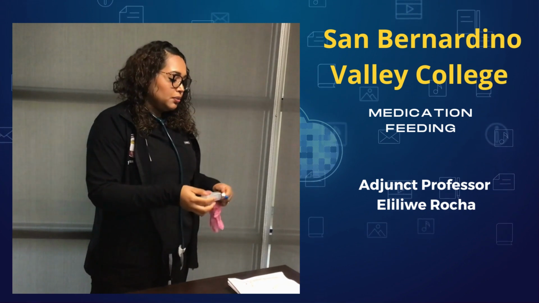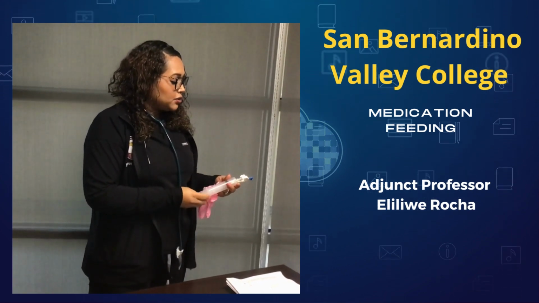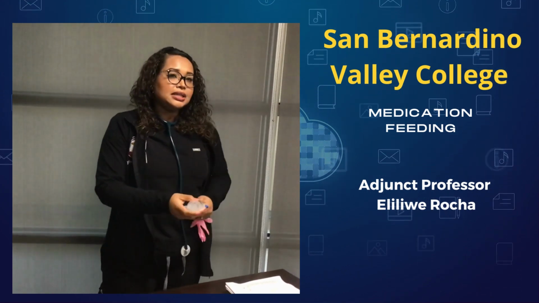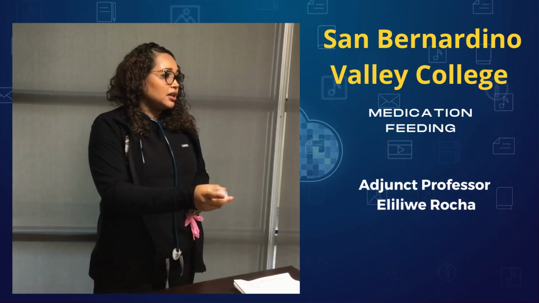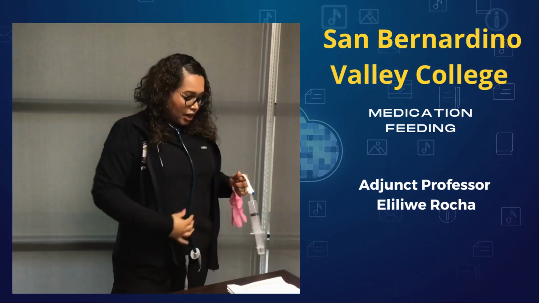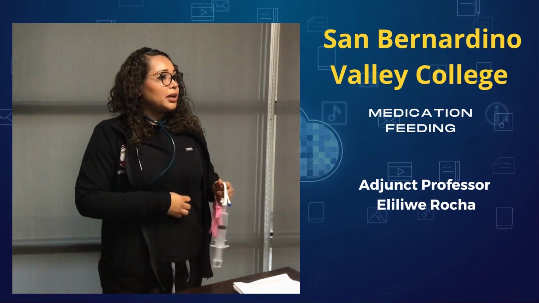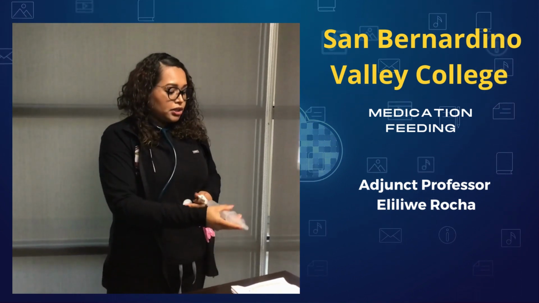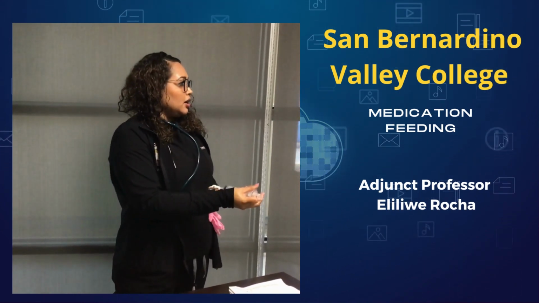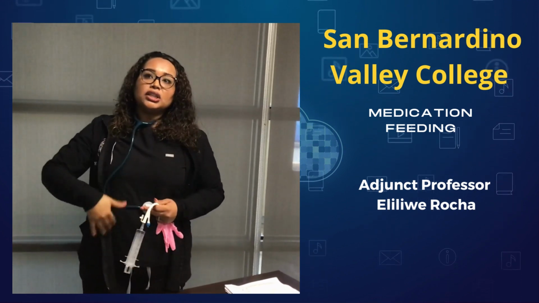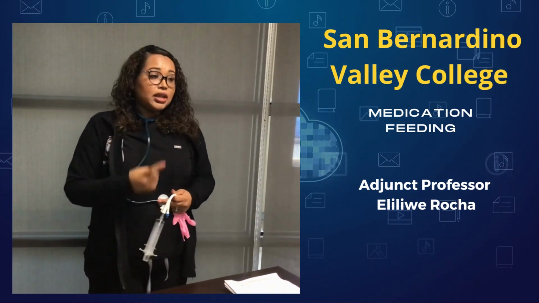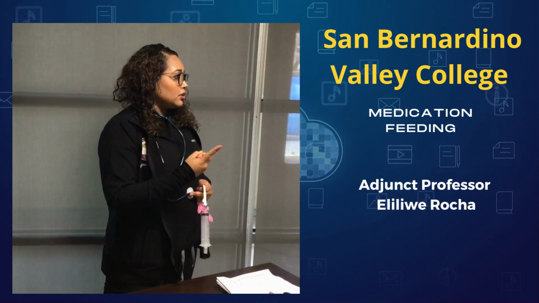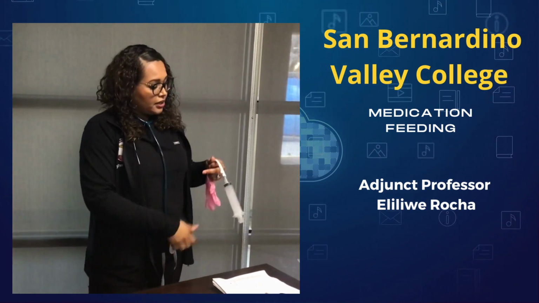First thing I want to do is give 20 to 30 cc's of air fast. But first I'm going to have my stethoscope on. I'm going to place my stethoscope on the stomach and I'm going to push the air fast. And I'm going to hear for that gurgling sound in the stomach. So that's one way that I can measure and make sure that I'm in the right place.